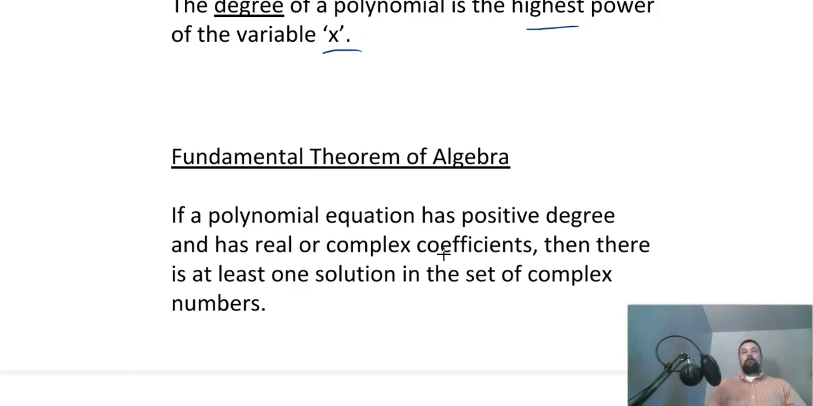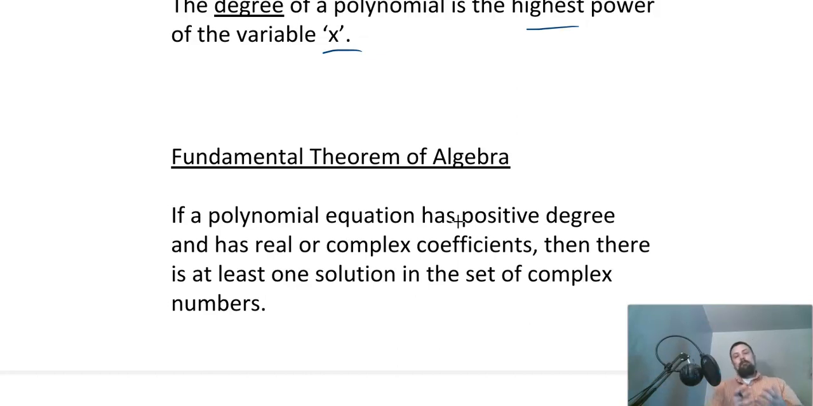Now, the way polynomials are defined, most of them will have variables, but it is possible to have a polynomial that's just a number. So you could have a polynomial like p of x equals 5. That's a polynomial that has no variables in it, but it still fits the definition of a polynomial. If your polynomial is just a number, then the degree is 0. In that case, the fundamental theorem of algebra doesn't apply. But that's the lowest it can go, degree 0. Otherwise, it'll have a positive degree.